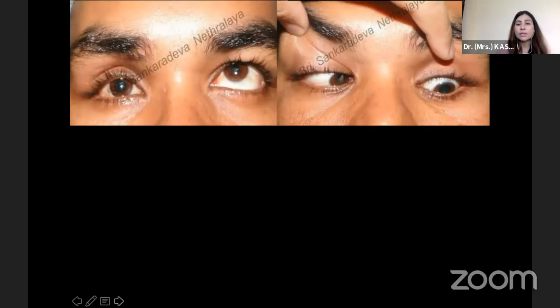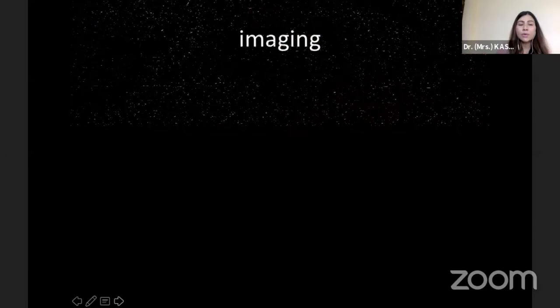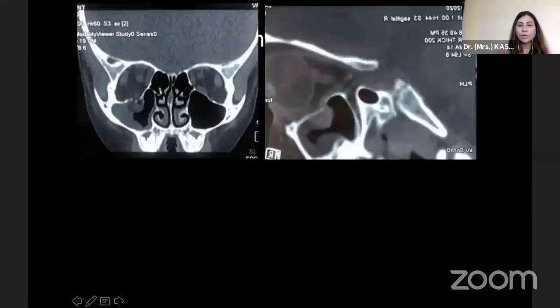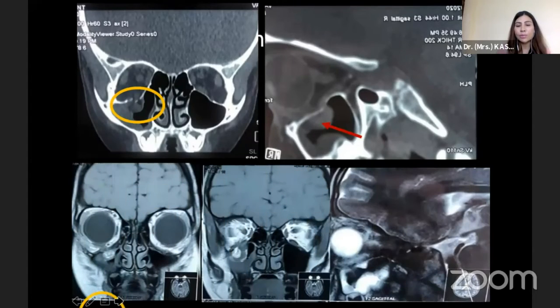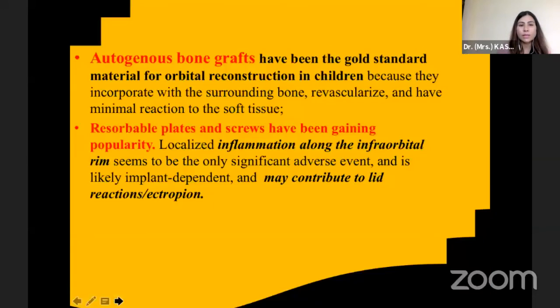So imaging is the gold standard. In a situation like this, you can see when the child looks up, the eye does not move. This is a trapdoor fracture. As you can see here, this is where the inferior rectus has been trapped. The fracture has gone back, but the muscle has not gone back and remains trapped, as you can see in the MRI below. And the surgery should be done in order to release it.